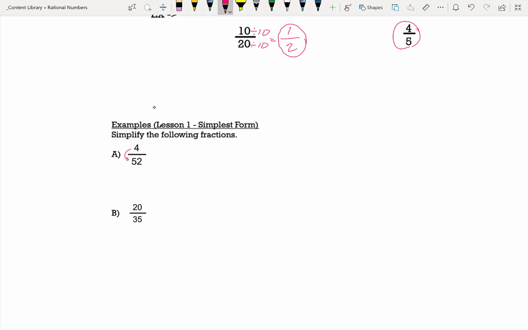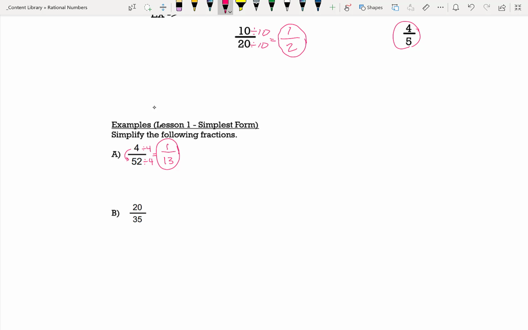So 4 can go into 52, and it can actually go into it 13 times. So we can divide the top by 4, the numerator, and now we can divide the bottom, the denominator, by 4. 4 divided by 4 is 1. 52 divided by 4 is 13. So 4 over 52 is the same thing as 1 over 13. But 1 over 13 is that fraction in its simplest form.